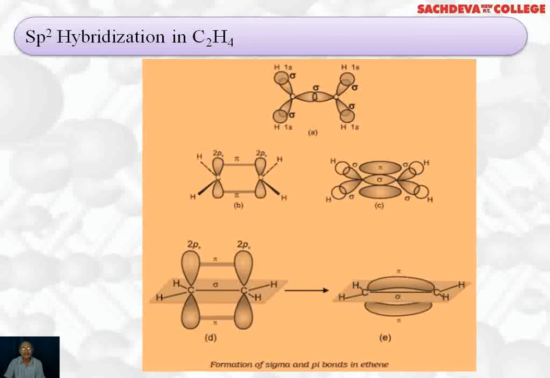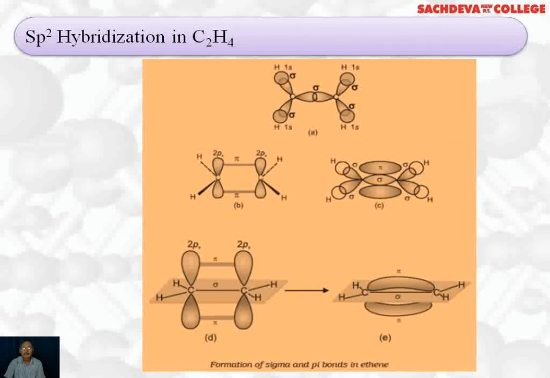Now why will there be sp2 hybridization and why not sp3 hybridization? The reason is that the p orbital which takes part in pi bond formation cannot take part in hybridization. That is, hybridized orbitals cannot form a pi bond, they can only form sigma bonds. A pi bond can be formed only by parallel pure p orbitals. Pure p orbital means those which are not hybridized.